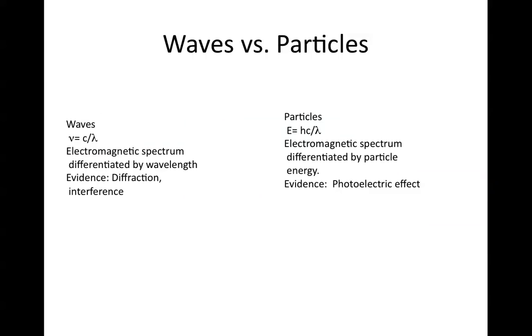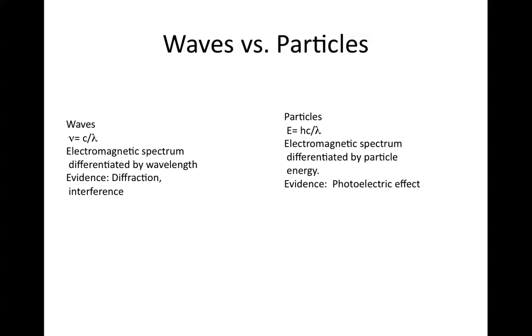I said before that we can consider light waves as both waves and particles, and there are good arguments for either, and in fact we generally think of them as both. The wave nature of light is governed by the equation that relates the frequency and the wavelength we see here on the left. The electromagnetic spectrum is differentiated by wavelengths. We talk about the X-ray part of the spectrum and the visible part of the spectrum, as we'll be doing a little later. The primary evidence for the wave nature of light is diffraction and interference, which we'll talk about in just a minute.